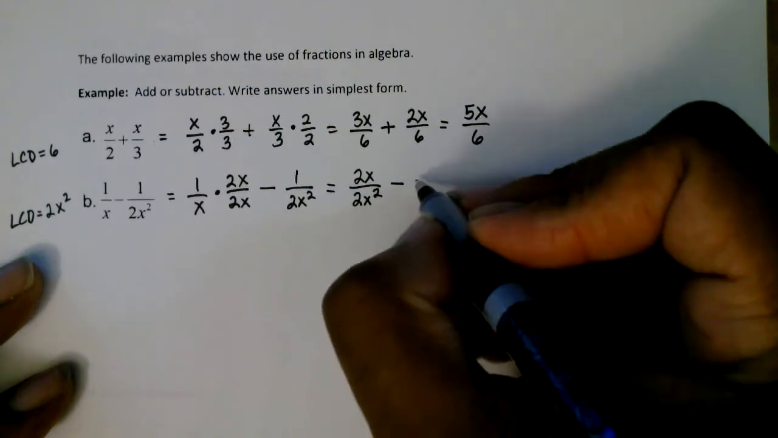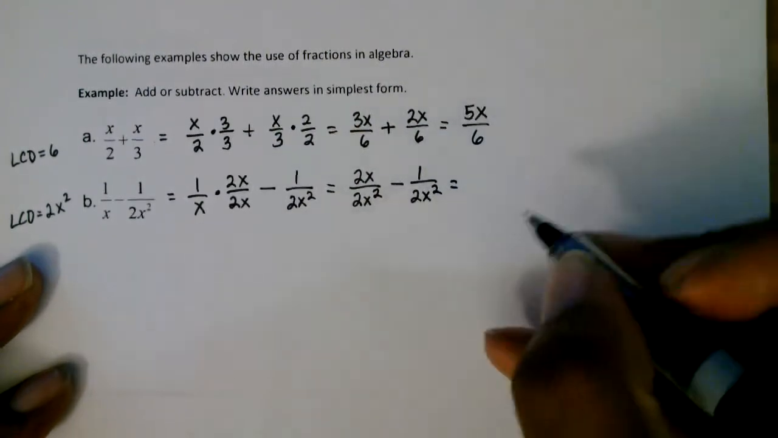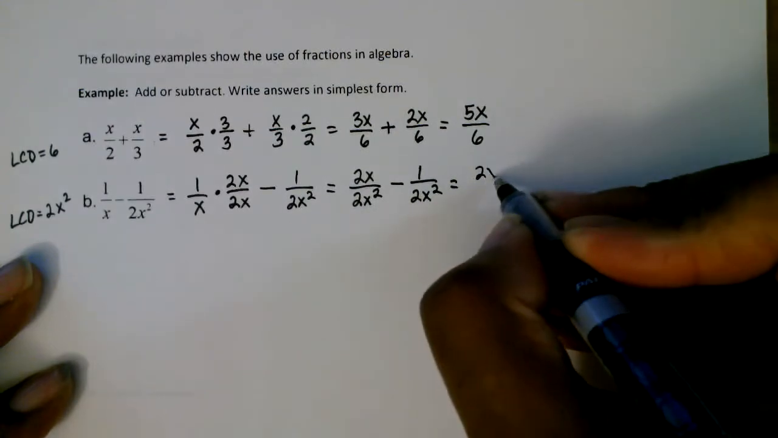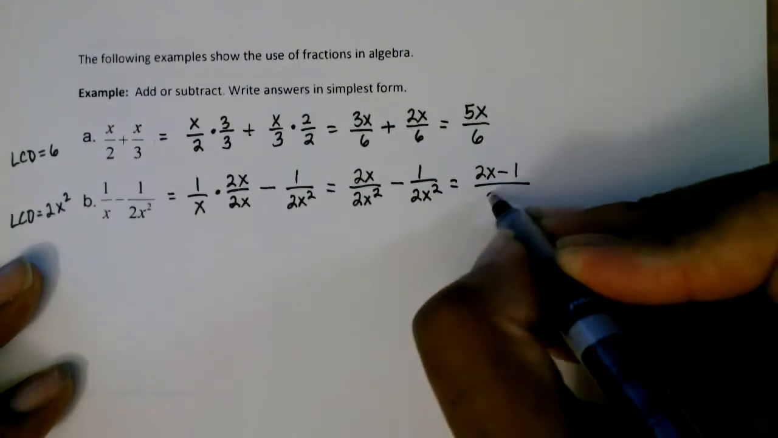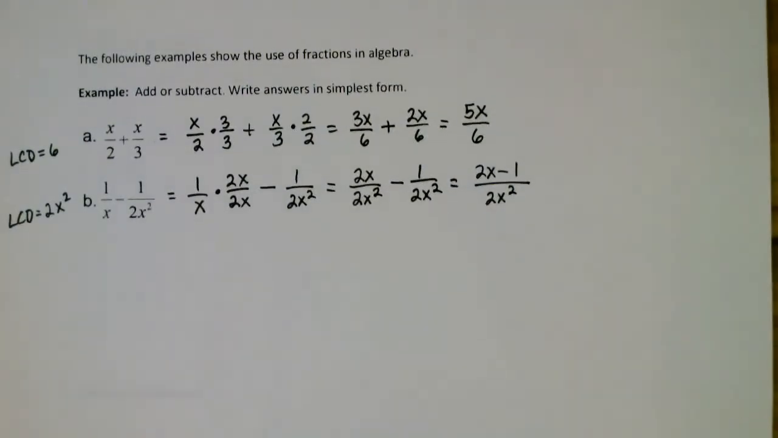Minus 1 over 2x squared. The denominators are the same, so I can write the 2x minus 1 on top and 2x squared on the bottom. And that will be the final answer there, 2x minus 1 over 2x squared.